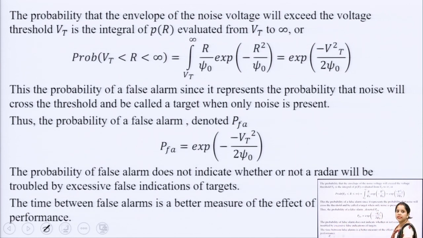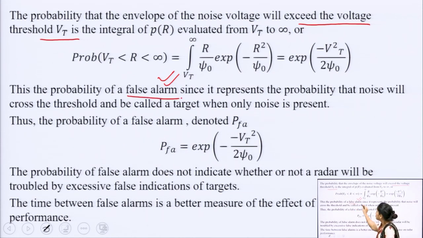And the probability that the envelope of the noise voltage is below the value of Vt, or rather, the probability that the envelope of the noise voltage exceeds the threshold Vt, is given by this expression. So, this is the probability of how much chance there is that the noise will exceed Vt. This is the probability of the false alarm. The probability that the envelope of the noise voltage will exceed the threshold voltage Vt is basically the probability of the false alarm, and it is given by this expression.